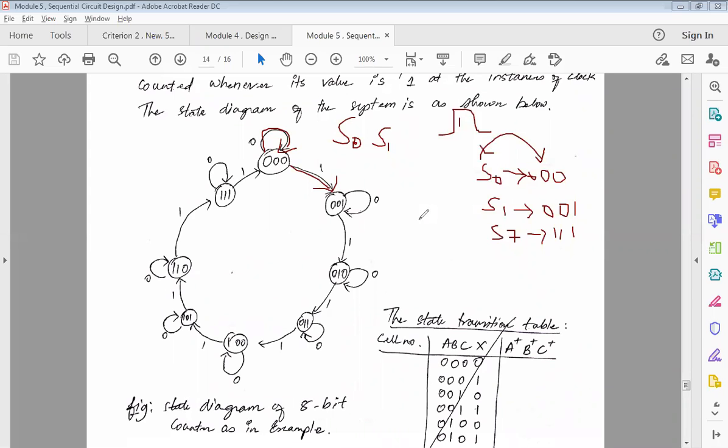So it moves to the next state, which is 1, and then with 0, it remains the same state. Then with 1, it goes to the next. Similarly, all this happens. Any doubts here, students, as to how we got this state diagram and how we understood the problem statement? Any doubts, please ask. No, sir. Fine.